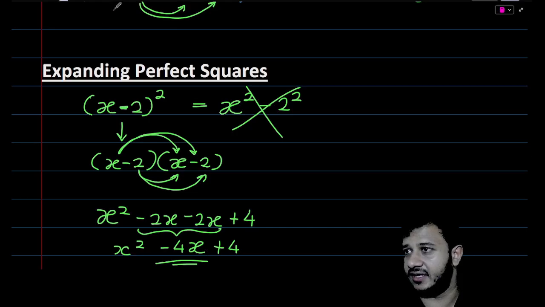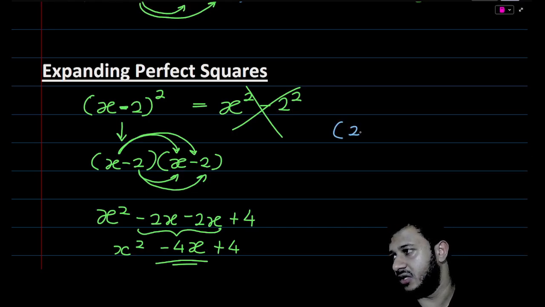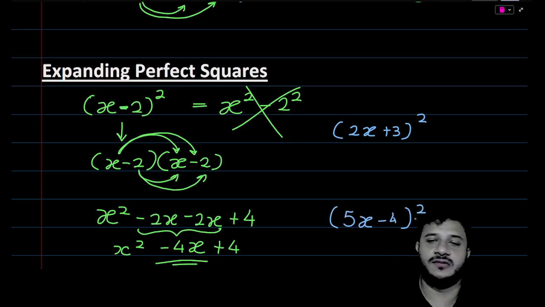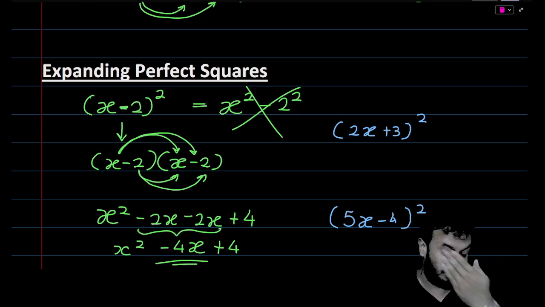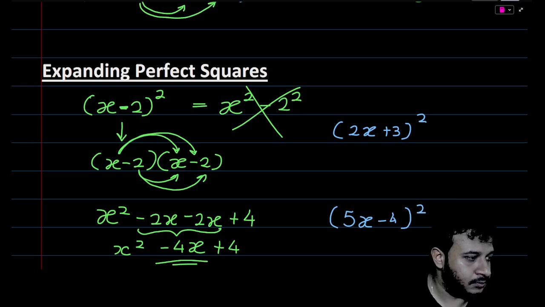If you got that idea, quickly do these two: 2x plus 3 to the perfect square and 5x minus 4 to the perfect square. Finish. Hey Joseph, yeah, that's my name. I'm done. Okay, sir. What did you get?